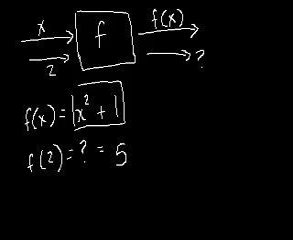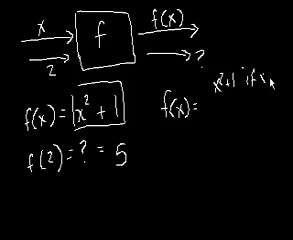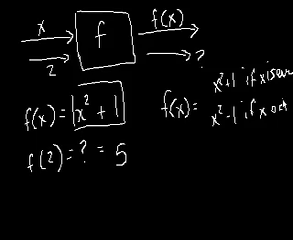For example, let me not erase this. Let me define a function as this: f of x is equal to x squared plus 1 if x is even, and it equals x squared minus 1 if x is odd. Now notice this is something that we've never really seen before. This isn't just what I would call an analytic expression. We're actually saying, depending on what type of x you put in, we're going to do a different thing to that x.